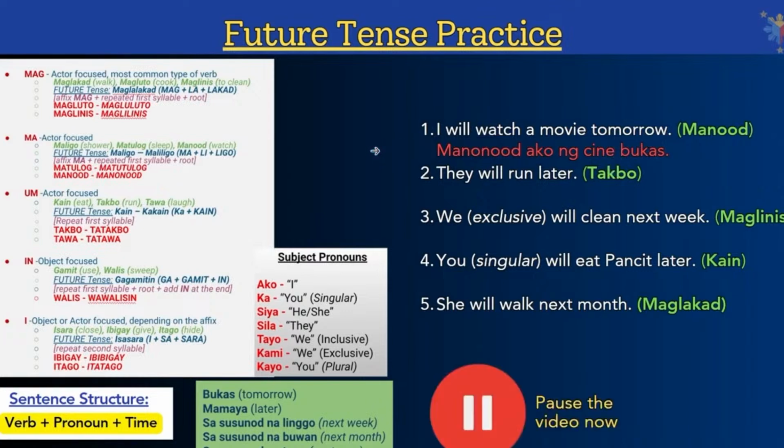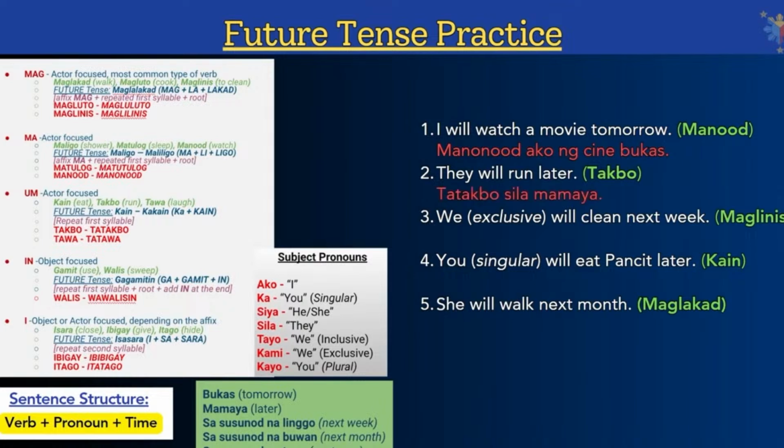So you give it a try. You can pause the video now if you need. You do numbers 2 through 5 and we'll go over them in just a bit. All right, let's start with number 2. They will run later. Takbo means to run. Tatakbo sila mamaya.